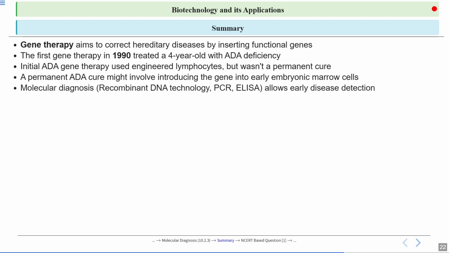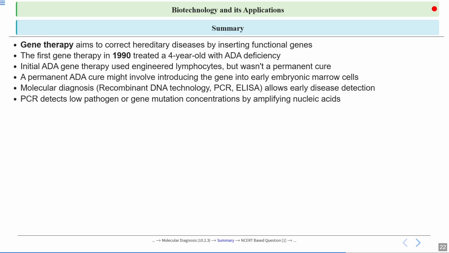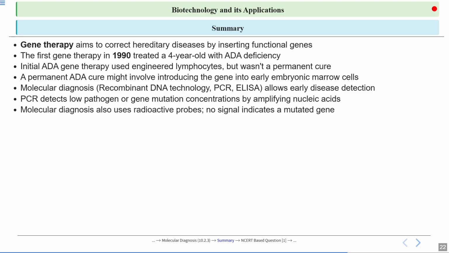Molecular diagnosis, which can use recombinant DNA technology, PCR, ELISA, allows early disease detection. PCR has the power to detect low concentrations of pathogens or gene mutations by doing what? By amplifying their nucleic acid. They can make it in billions of copies. This molecular diagnosis also uses radioactive probes. No signal indicates a mutated gene.